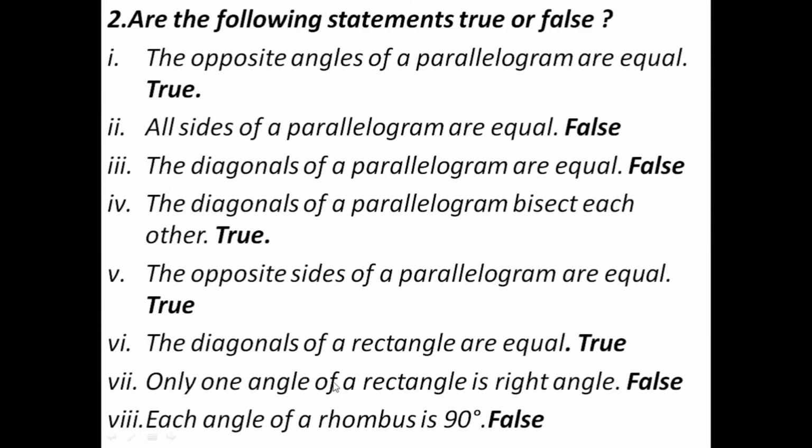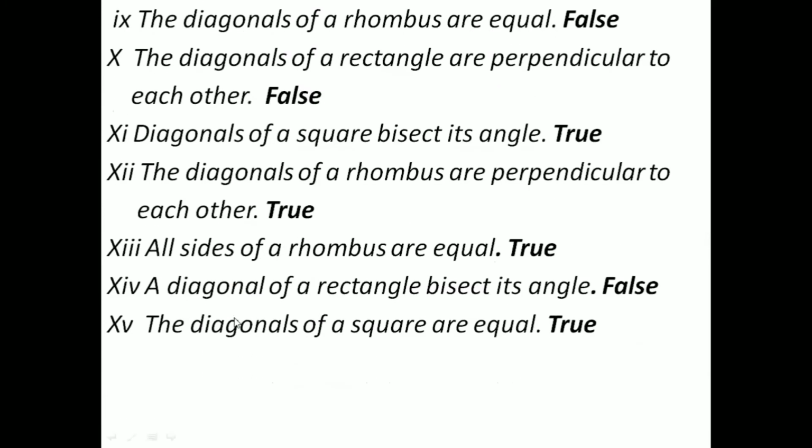Okay, diagonals of a parallelogram bisect each other is true. Okay, here are given true and false. You can read it. Okay, the answer is mentioned already. I hope you understand this one. Let's move to the next one. Okay, this also, here is also given true and false. You will read it. Okay, revise it, learn from this.